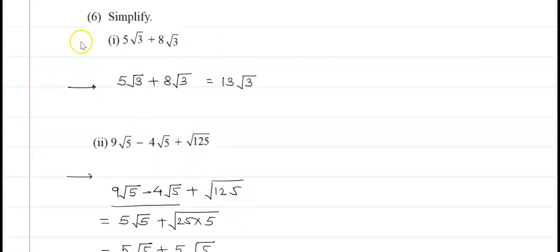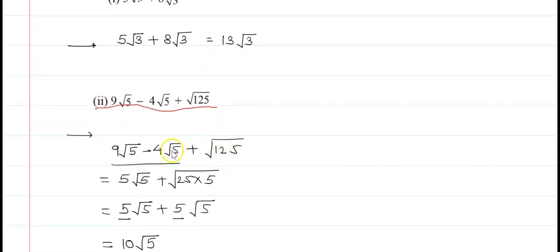Now question number 6. Simplify. Now this is very simple. That is 5 root 3 plus 8 root 3. Both these two are like surds. Same order, which is 2. Radicand is the same, which is 3. Therefore 5 plus 8, that is 13 root 3. Now next, in this case we have to simplify first, and then we will do their addition and subtraction.